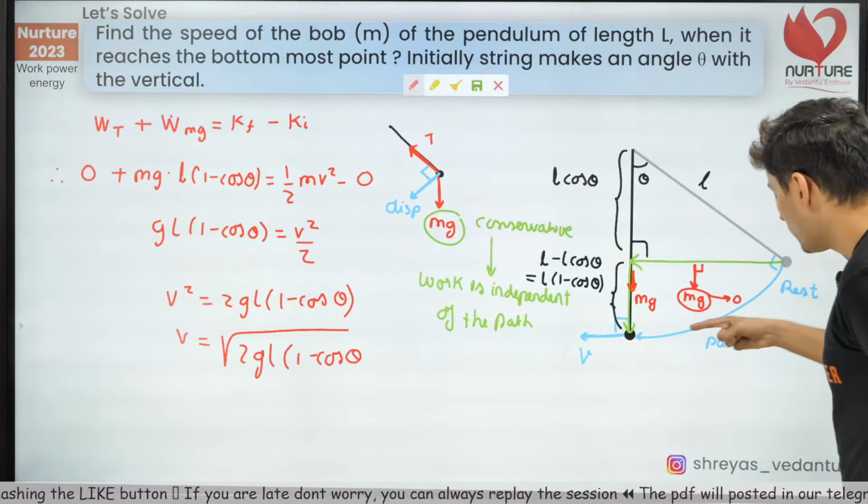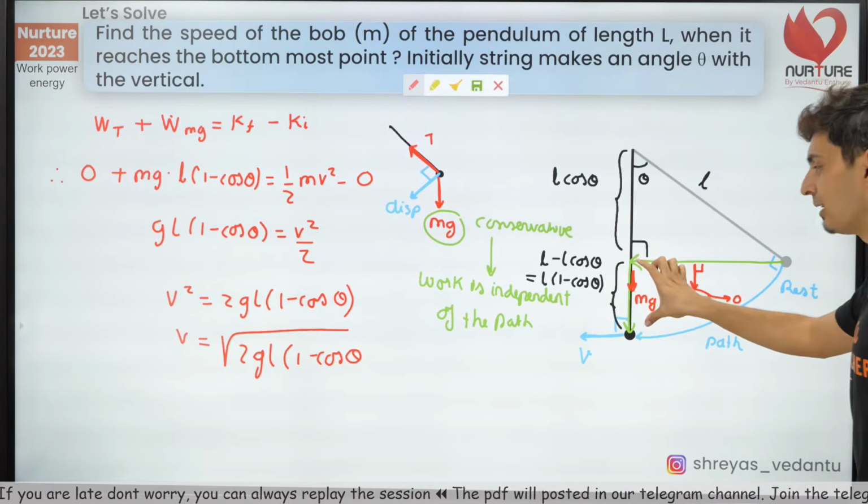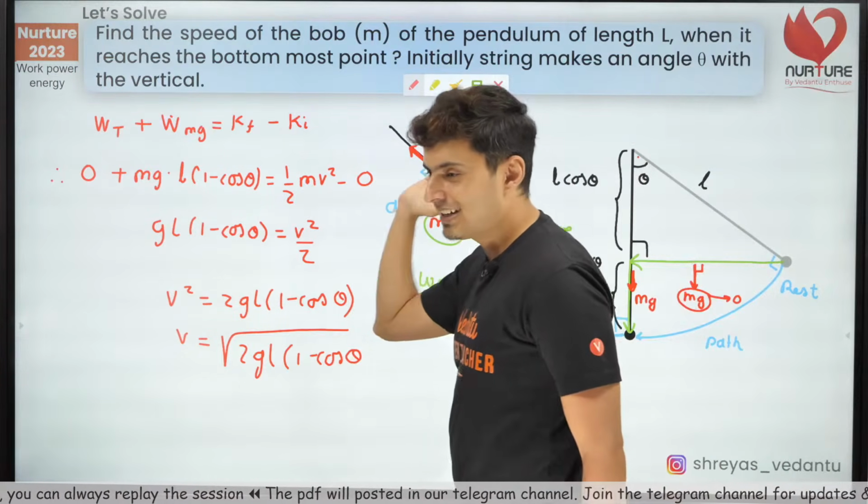Gravity, well, it was doing work in a curved path, but I can replace it with a convenient path. This part didn't do work, this part did work. This was L, this is L cos theta, this is L minus L cos theta. Put everything, you get the answer, done, done, done.